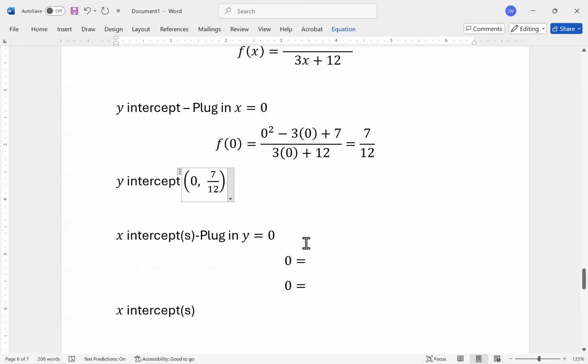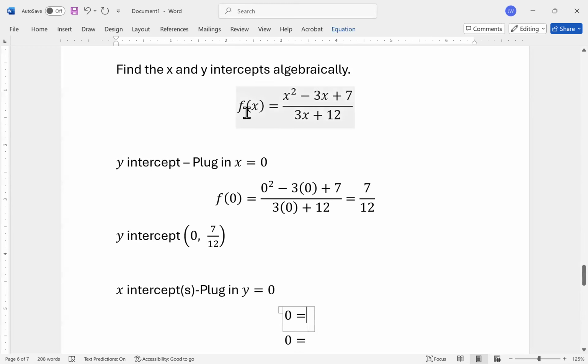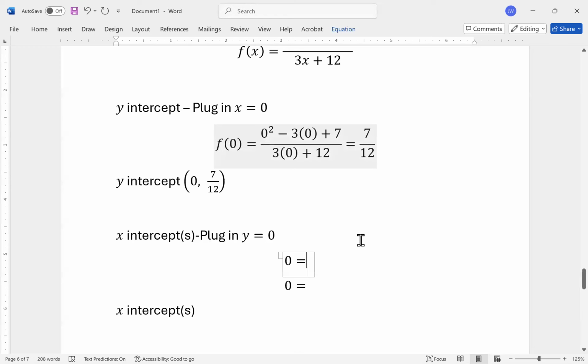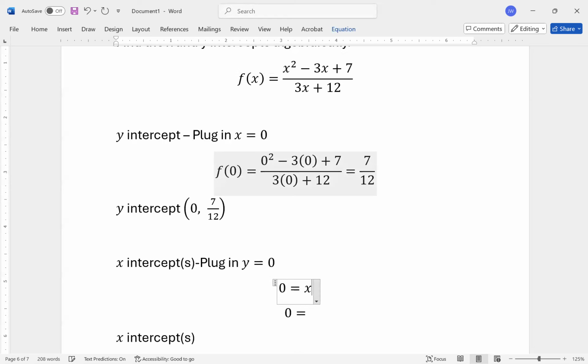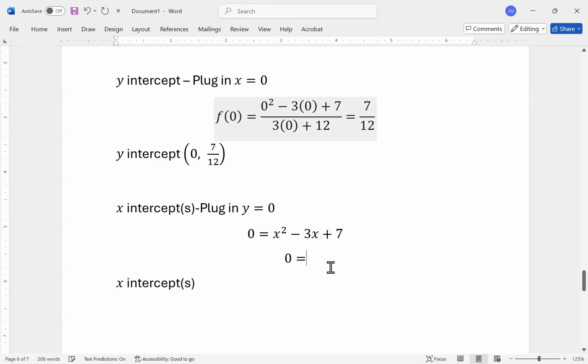To find the x-intercepts, we'll plug in 0 for y. I'm just going to state that if this function is 0, then the numerator has to be 0. So we will set that numerator equal to 0 and then try to solve. Well, I can't factor x squared minus 3x plus 7 over the integers. There's no factors of 7 that add to -3.